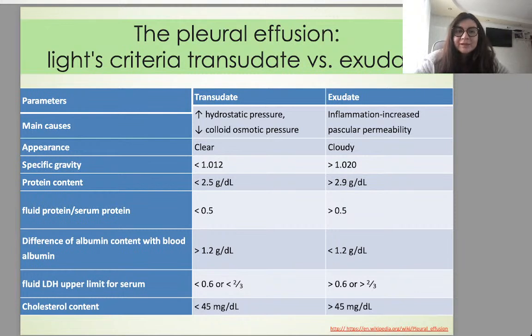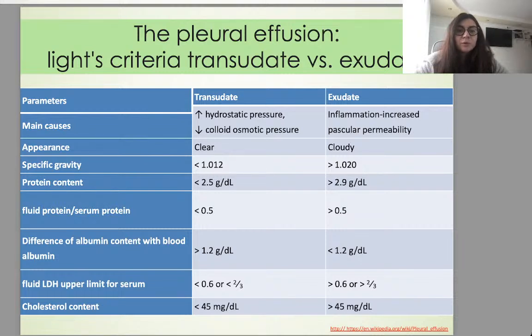By the main cause, transudate will be with high hydrostatic pressure and low colloid osmotic pressure. Exudate is due to inflammation and increased vascular permeability. By the appearance, transudate is usually clear, exudate is cloudy. By specific gravity, transudate is less than 1.012, exudate more than 1.02. By the protein content, for transudate it's typically less than 2.5 grams per deciliter, for exudate more than 2.9.